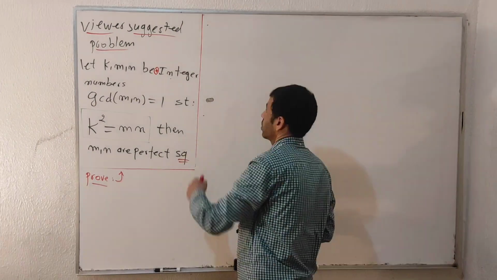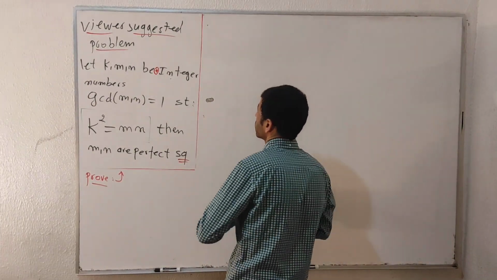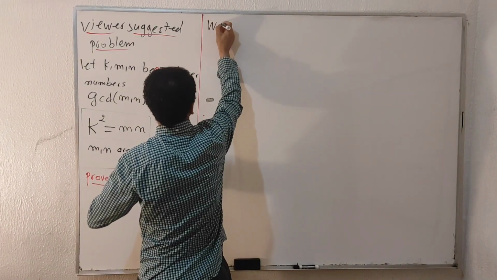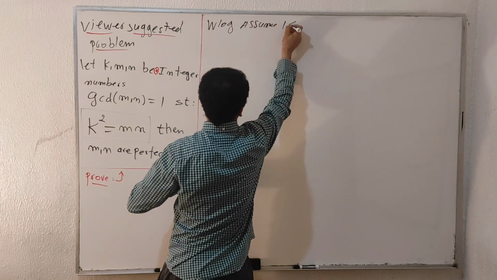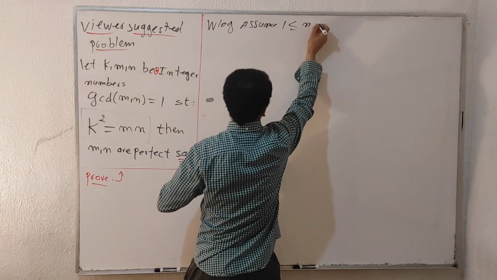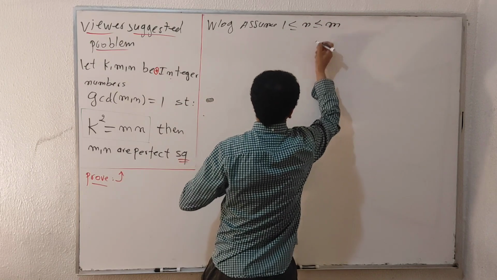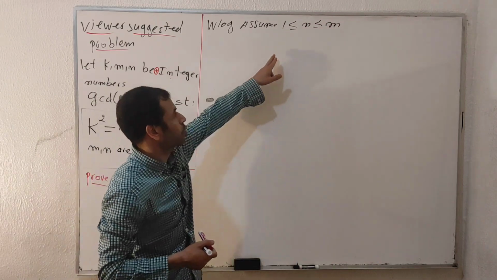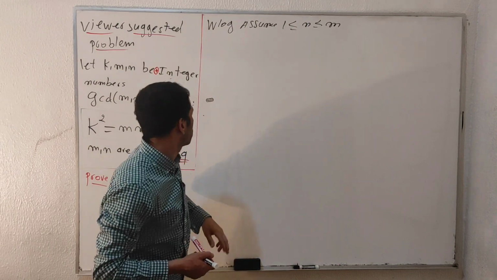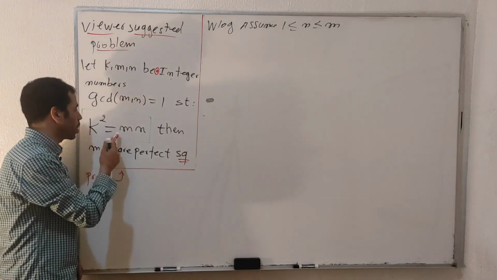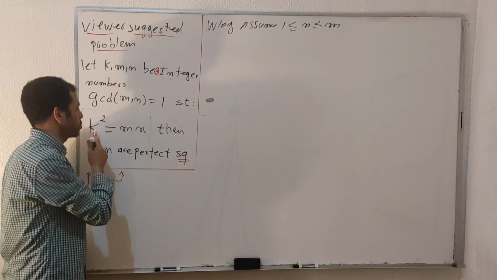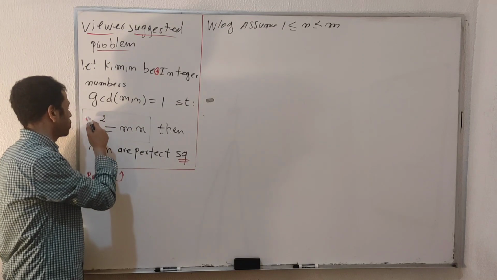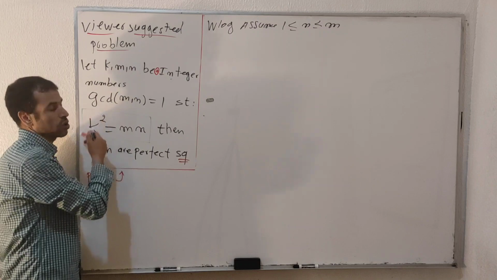Okay, now let's go ahead and jump into the solution. Without loss of generality, assume 1 is less than or equal to n is less than or equal to m, like this. We would like to work in this order due to the symmetry. As we are focusing on these integers, m and n must be perfect squares. We don't focus on k squared because we already know k squared is a perfect square.